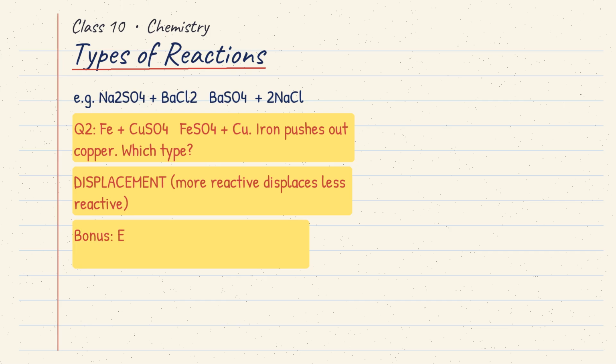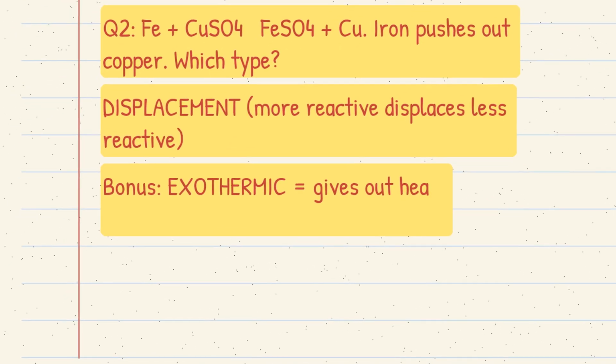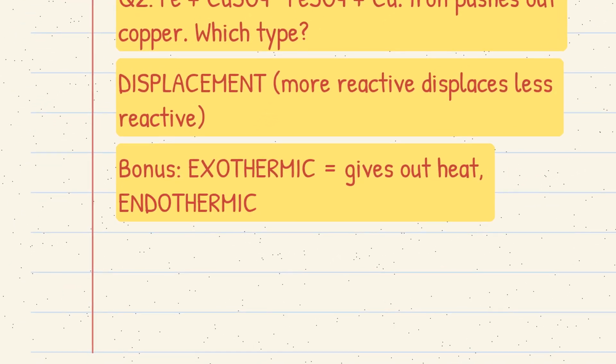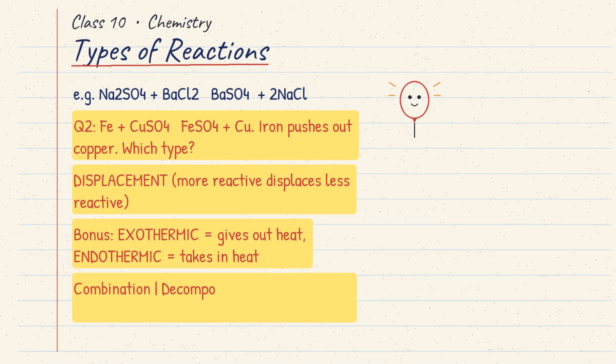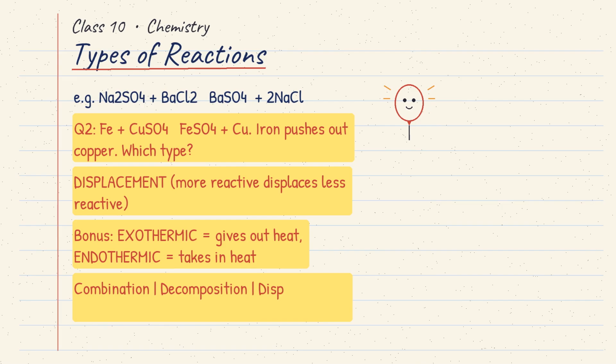And a bonus idea. Reactions that give out heat are exothermic, like burning. Reactions that take in heat are endothermic. So remember the four types: combination, decomposition, displacement, and double displacement. Plus exothermic and endothermic, which is about heat.